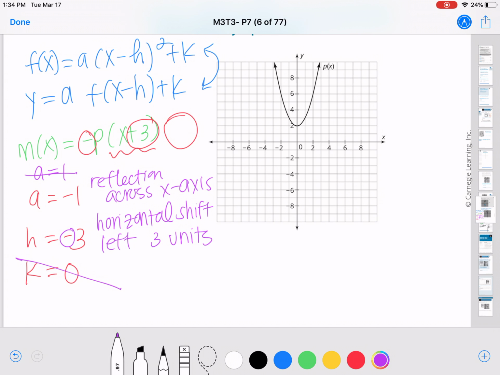Next thing to do is graph. Start at your vertex. From the vertex, I'm going to shift to the left 3 units. So I'm going to move over 1, 2, 3. That's going to give me my new vertex. So I've done the horizontal shift. Now I need to reflect across the x-axis, and that's going to look like this. I'm going to take it and reflect it over, and that's what my function looks like.